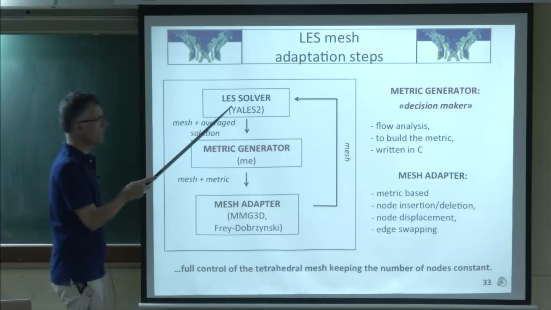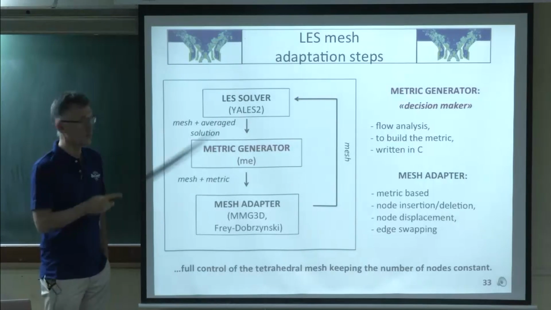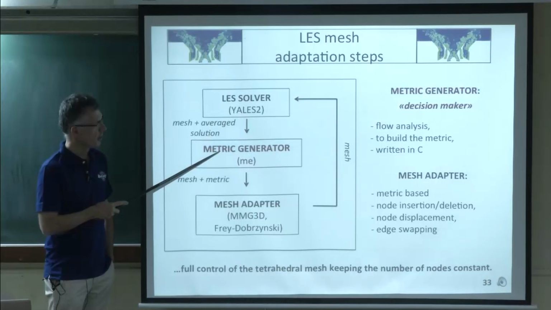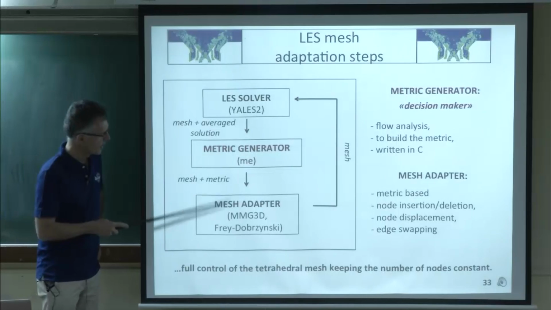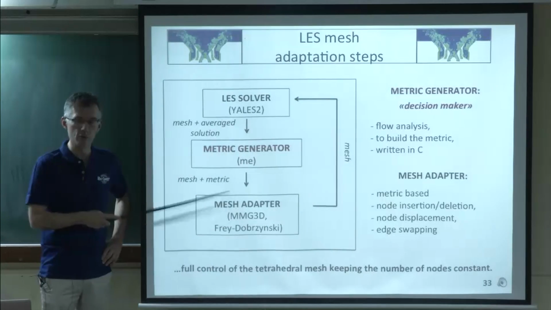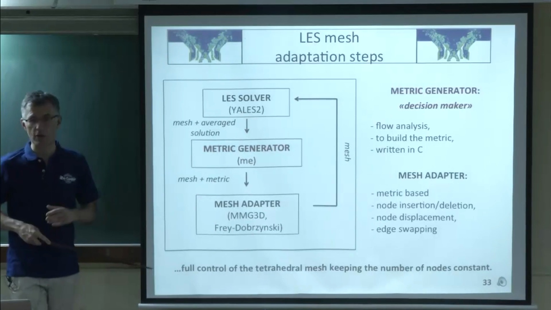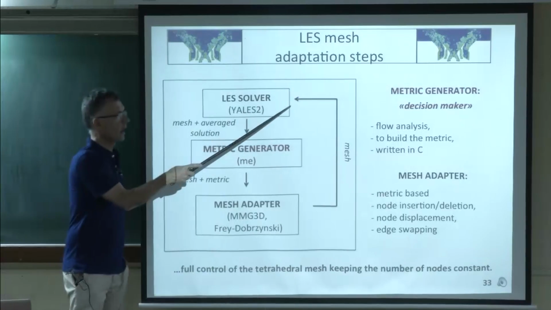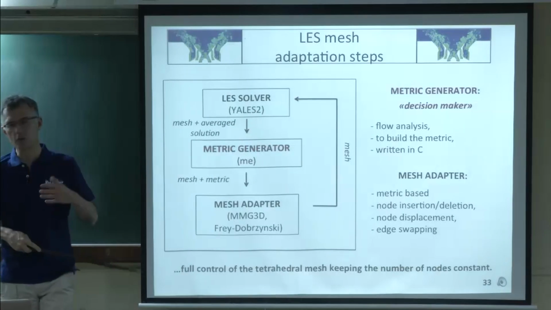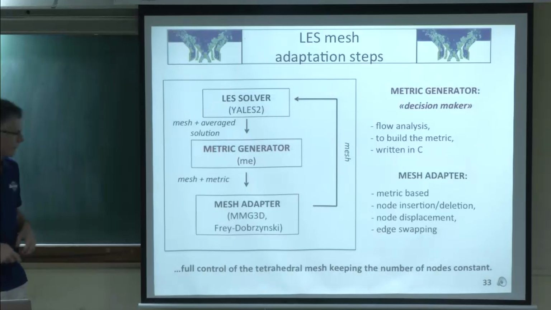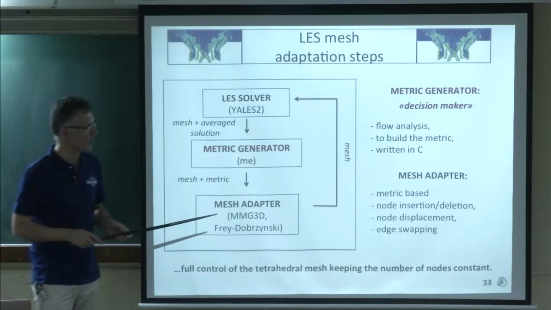So we'll run the code for, as I said, a few flow-through times, a few milliseconds, then we stop. We take the mean solution, we construct a metric. I will describe this metric in 2 seconds. Then you go to MMG3D, and that creates a new mesh. And then with this new mesh, you can continue the simulation. You can actually, after a few flow-through times, start it again. But in most cases, you do it once, and it's sufficient. So this way, we have full control of the mesh, and we can adjust it the way we want.